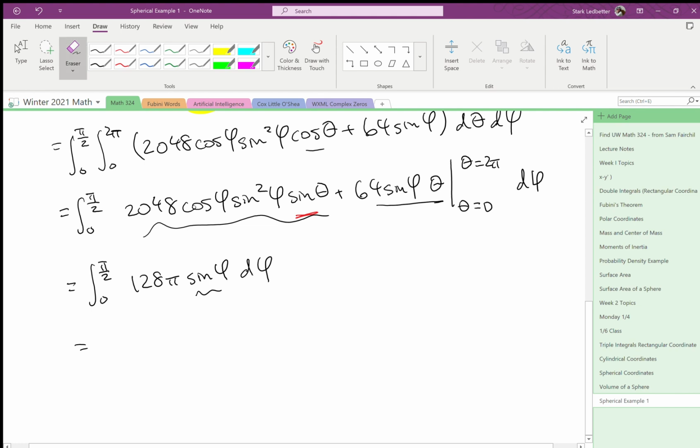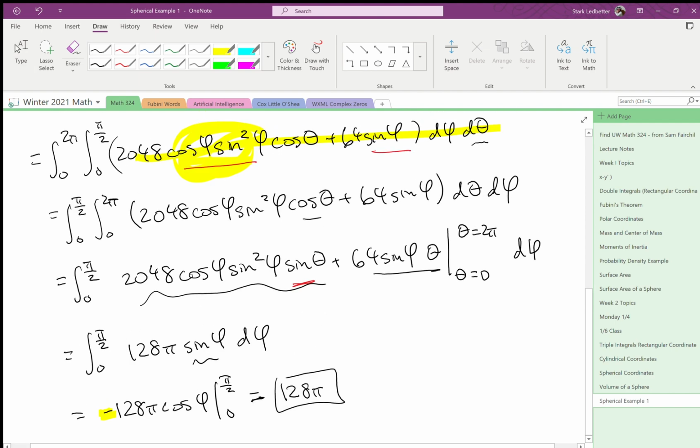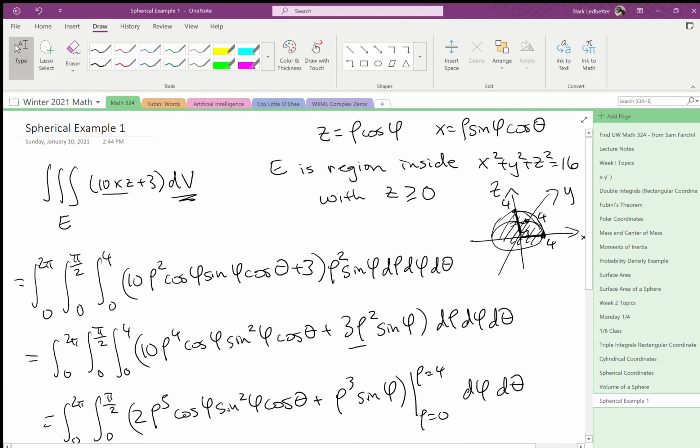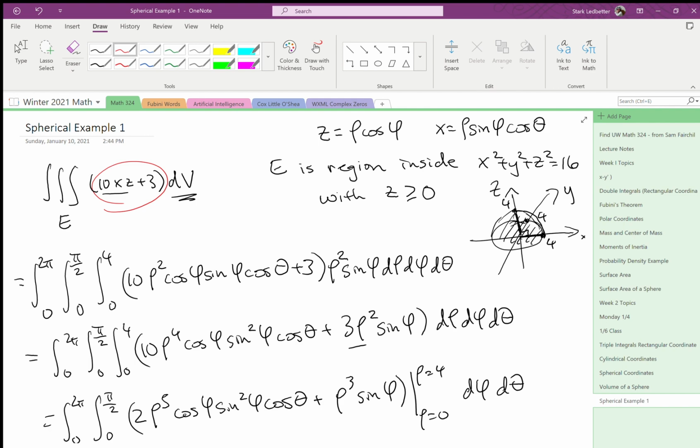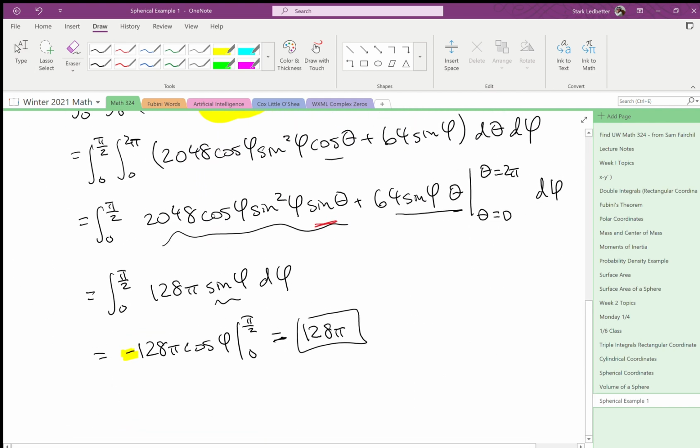This is 128 pi negative cosine phi going from 0 to pi over 2. Cosine of pi over 2 is 0, minus a negative, so that's positive. Cosine of 0 is 1, so I end up with 128 pi. All right, so this could have been asking something like, if that's a density function, what's the mass? Or I think some of the homework has charge density problems, so what's the total charge in this upper hemisphere? And we can calculate that.